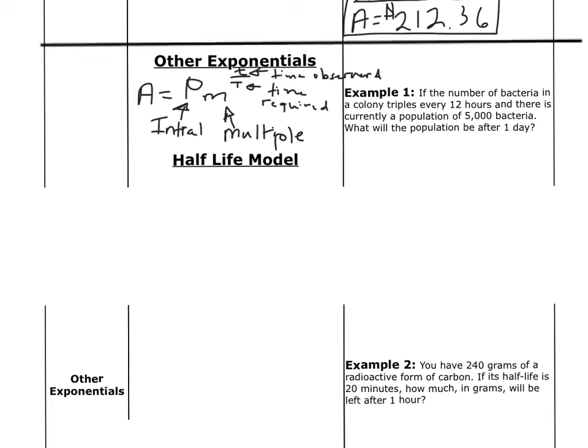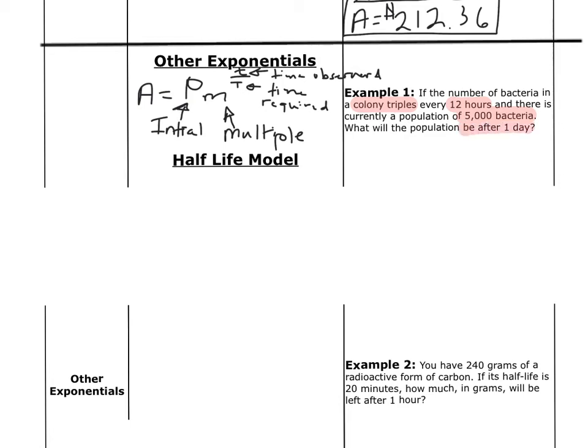So for example, let's take a look at example 1. It says if the number of bacteria in a colony triples, okay, so that's the multiplier that I was talking about. So the colony triples every 12 hours. There's currently a population of 5,000 bacteria. What will the population be after 1 day?